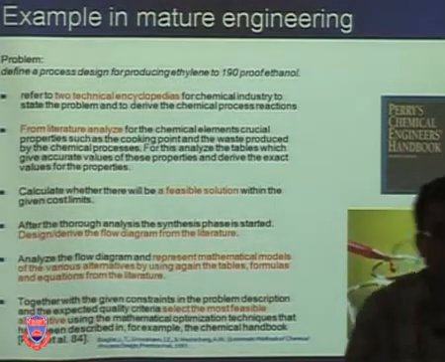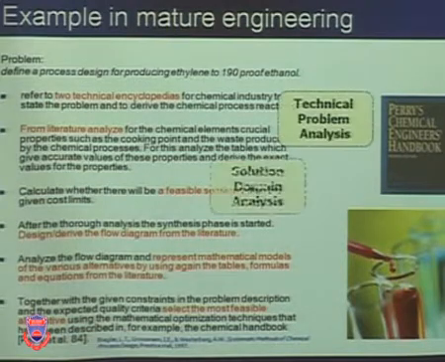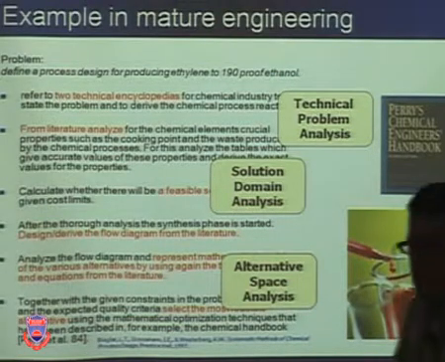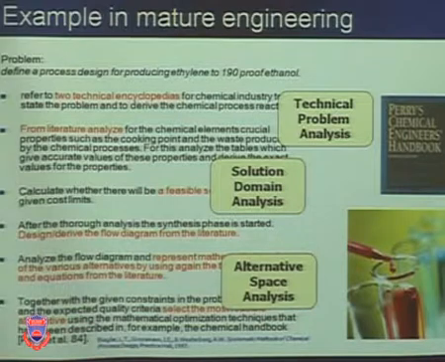This is just a normal, ordinary engineering design process. What do we see? Usually you have a technical problem analysis. What is the problem? This is a requirement, but they even refer to the literature to state the problem. Then they look at the encyclopedias and literature to analyze the domain, for solution domain analysis. Finally, we have an alternative space analysis. We make mathematical models and select the most feasible alternatives.